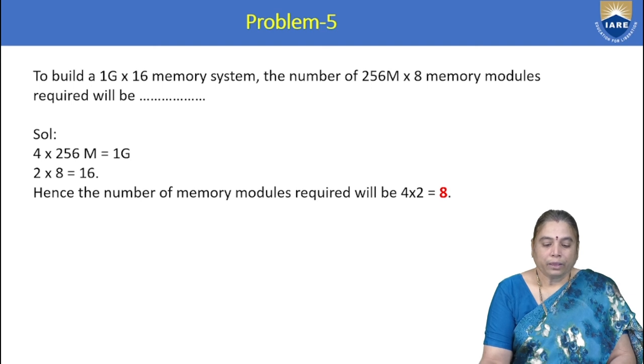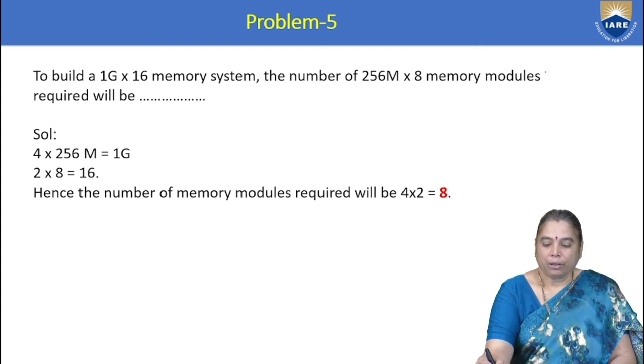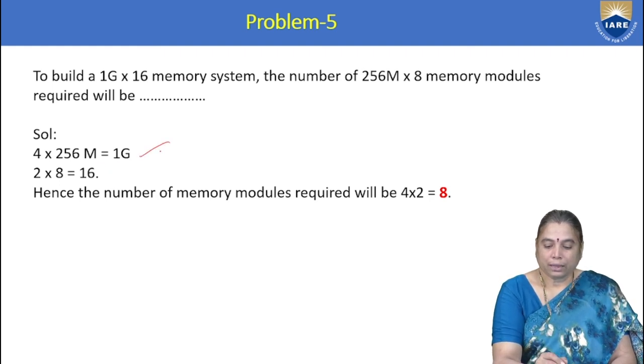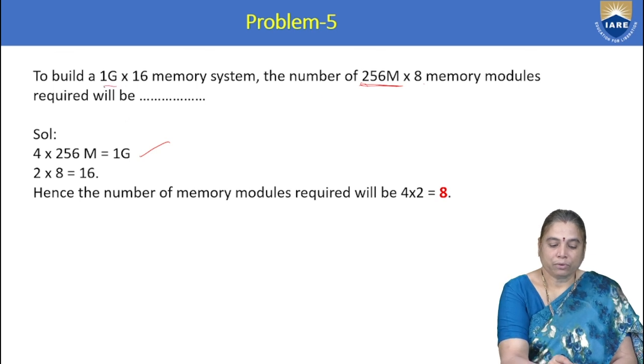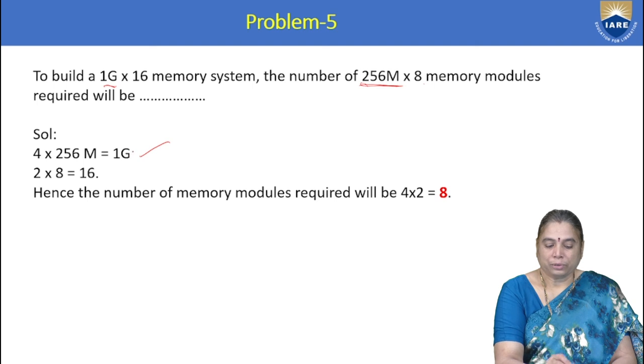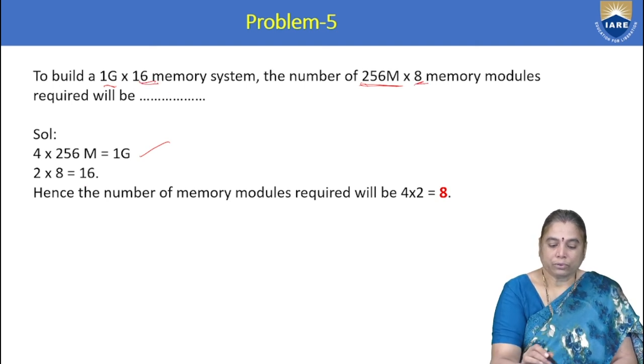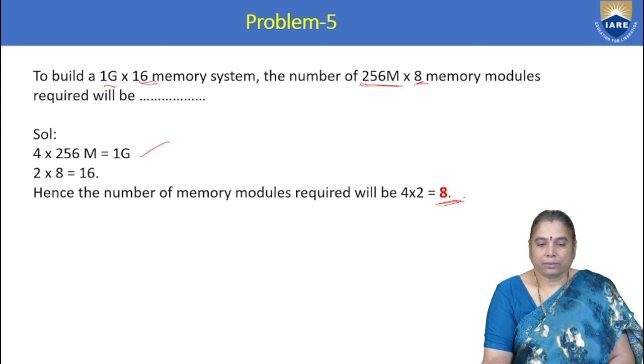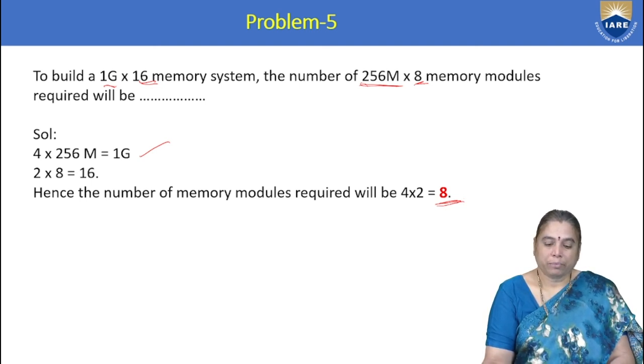Next, to build a 1 gigabyte by 16 memory system, how many 256 megabytes by 8 memory modules are required? Here 4 into 256 megabytes is 1 gigabyte, so 4 modules are required for the address. For data, 2 into 8 is equal to 16. Hence, the number of memory modules required is 4 into 2, that is 8 modules, to build the 1 GB by 16 memory system.